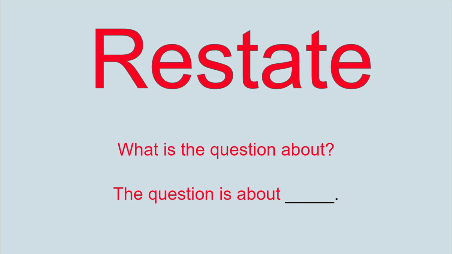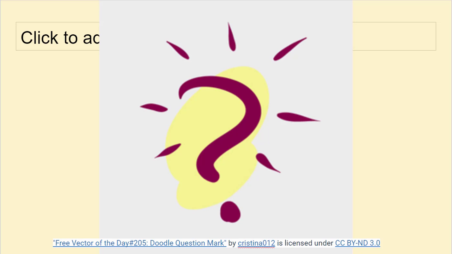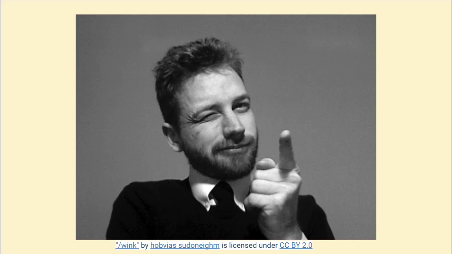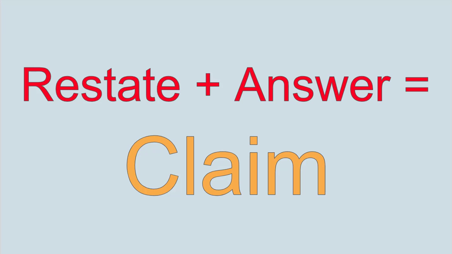R stands for restate the question. Basically, you're turning the question into the beginning of a statement. Just the beginning of a statement? Yup, because the A is your answer to the question. That's going to finish off the statement. Oh, that makes sense. The R and the A together create your claim, the thing you're going to try to prove in the rest of the writing. This is sometimes called a topic sentence or a thesis statement.